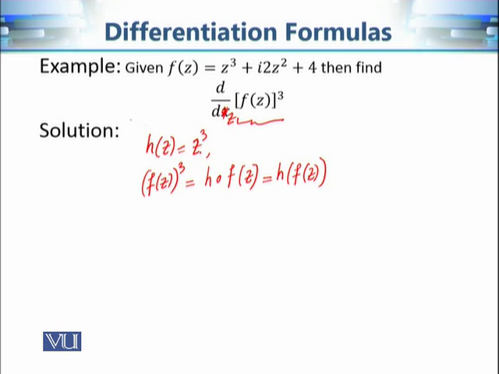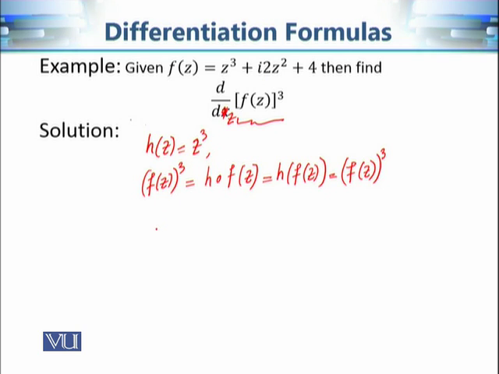Since h of z is z cube, when we replace this z with f of z, it becomes f of z whole cube. The definition of h of z says that it is equal to z cube, so whenever we replace z with something else, in this case with f of z, it becomes f of z cube. That's why it is a composition of two functions. So what is the outside function? The outside function is z cube, and what is the derivative of z cube? We know by the power rule it is 3z square.